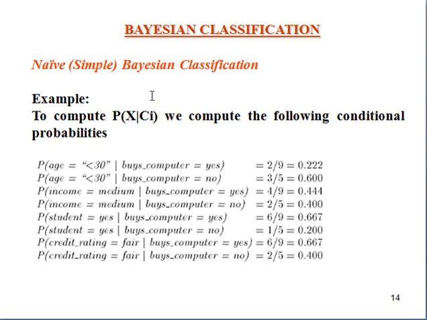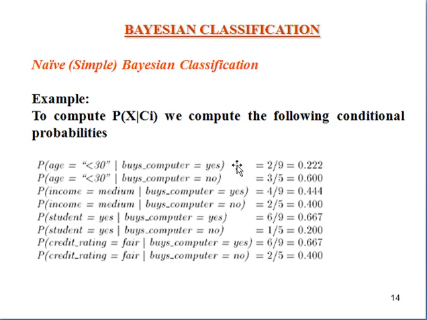Now the next thing is that we need to compute the probability of the unknown sample with a given class Ci, right? So now we need to compute the following conditional probabilities, and these conditional probabilities are on the basis of x given Ci, right? Now we are calculating the first probability, where we have age less than or equal to 30, given that buys_computer will be yes.